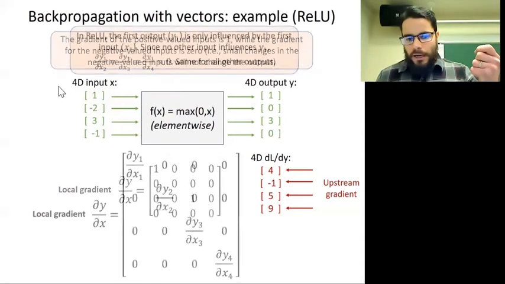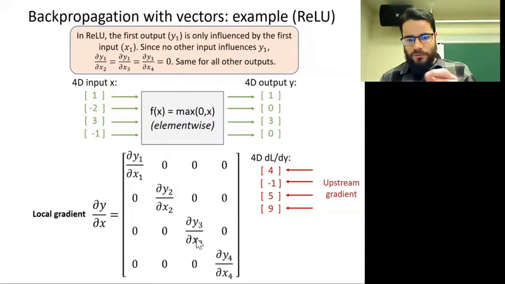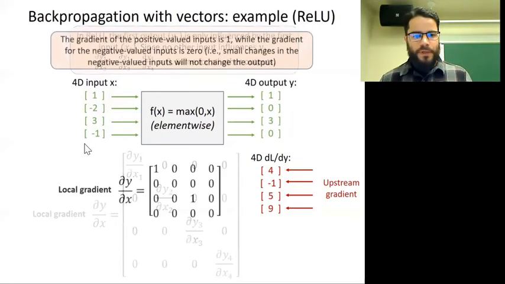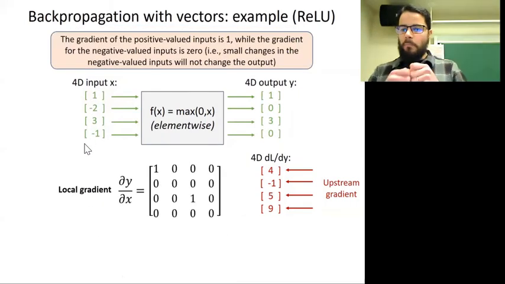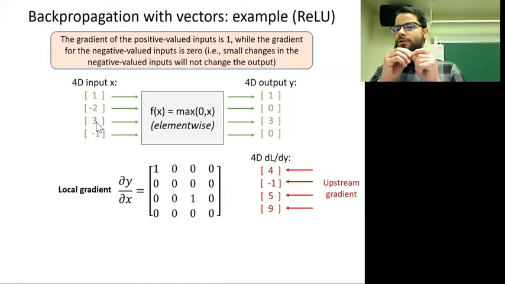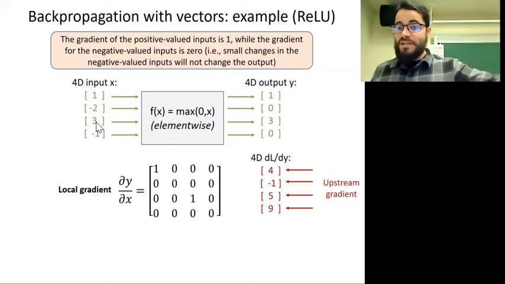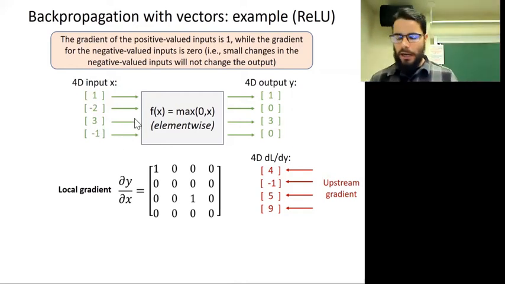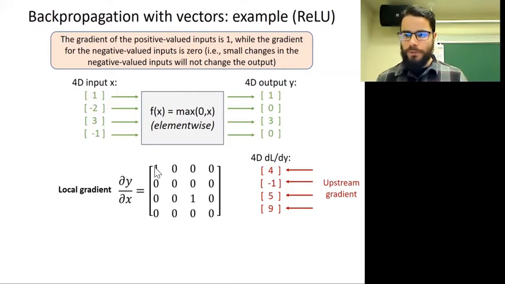Now, another analysis, right? What are the values of each of the outputs with respect to each of the inputs? Well, the gradient of positive valued inputs is going to be 1. In other words, let's say that we are working with 3 here. If you change 3 just a little bit, if you change 3 to 3.1 or maybe 2.9, the output is going to change with the same ratio, okay? So the gradient, of course, is going to be 1.